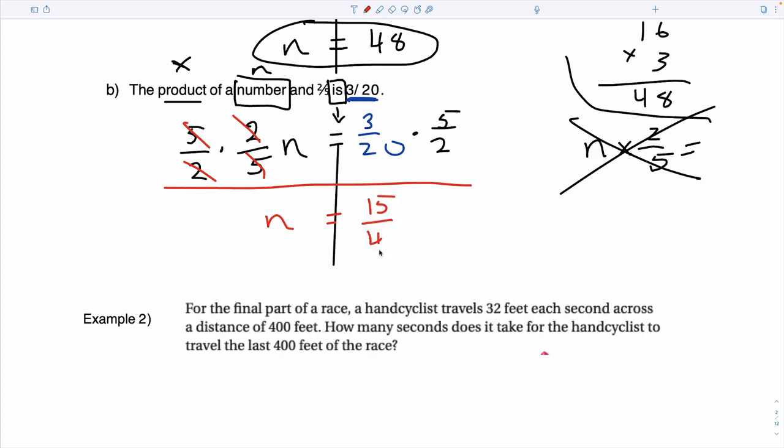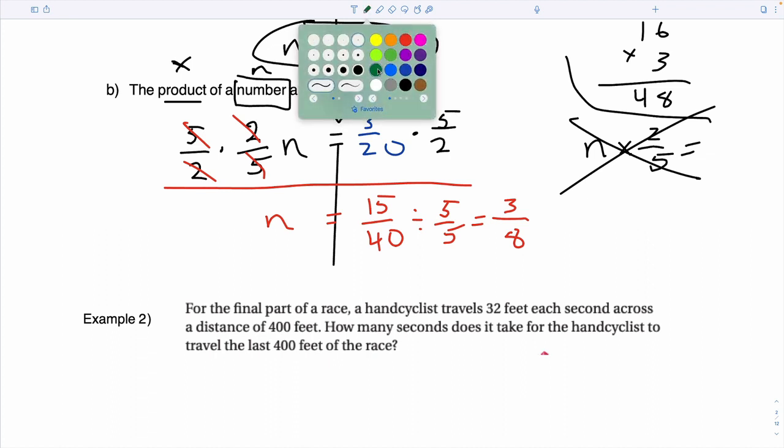Silent yes if you agree, silent no if you disagree. I kind of agree and I kind of disagree. Do you want to add on to what you said? And then you said cross-cancel the 5 and 20. You could have started by cross-canceling the 5 and 20, or we can take 15/20 and divide by 5 to simplify it. You should get 3 over 8, and that's your answer. N should equal 3 over 8.